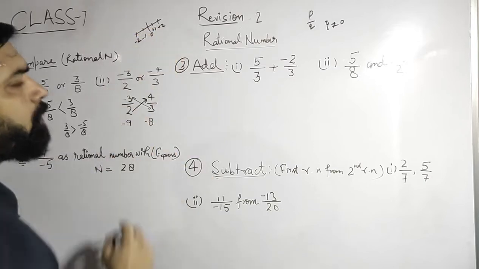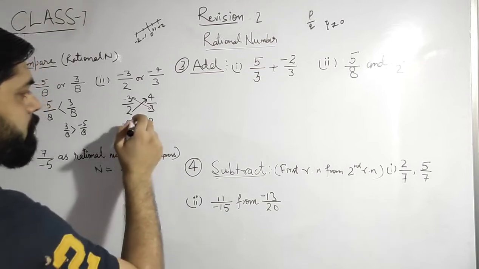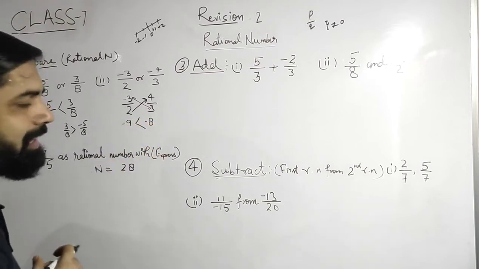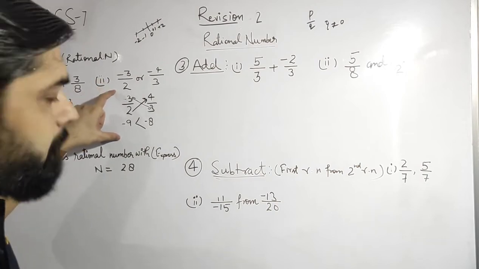वो greater होगा, हमेशा right hand side का. -1 is greater than -2. So which one is greater? Minus 8 is greater than minus 9. So this is the comparison.